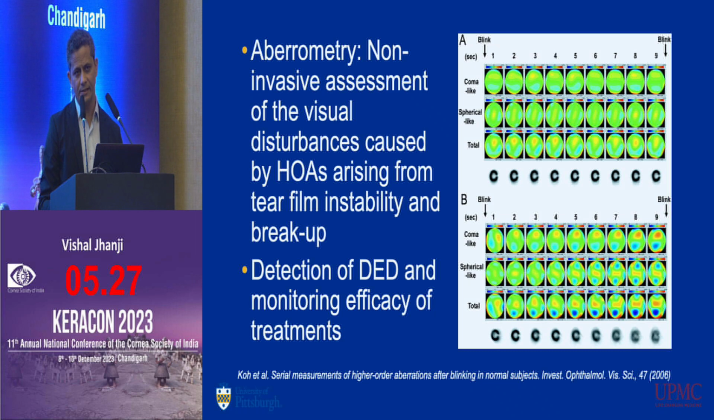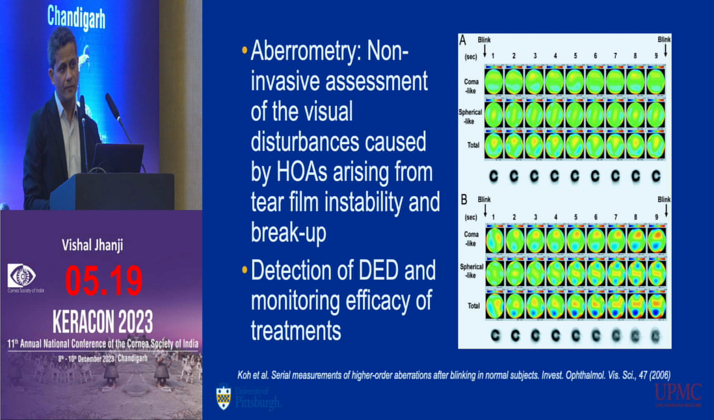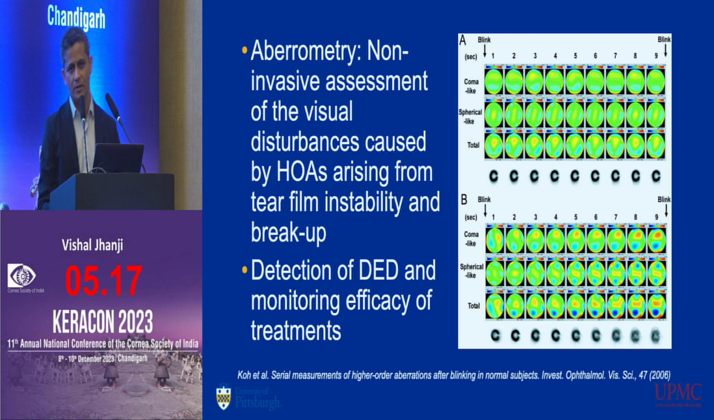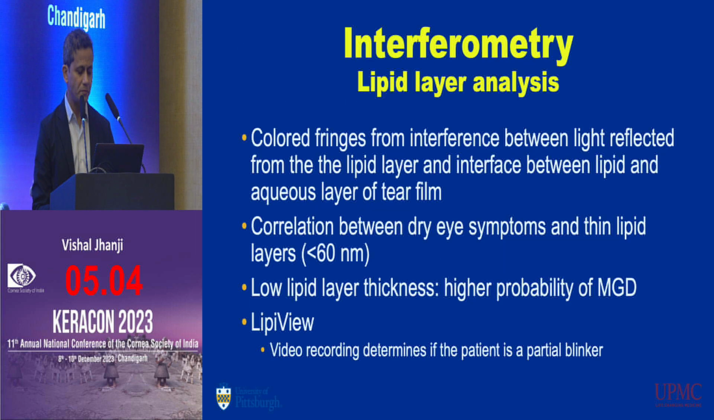You can apply the same principle to an aberrometer, which is again a non-invasive assessment of visual disturbances. There are actual changes in HOAs, which are very pronounced in patients with dry eye. Again, not something that you need to do, but it's useful to quantify dry eye disease in patients who are suffering even from mild to moderate dry eyes.